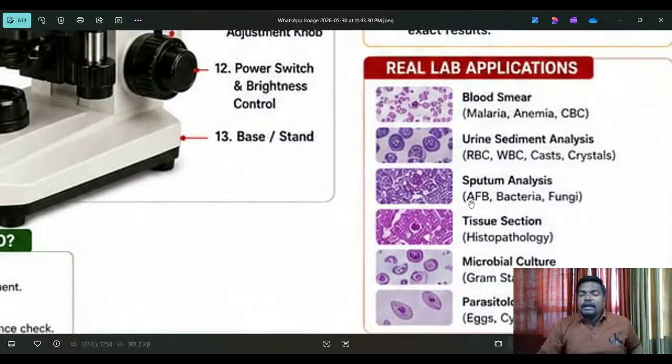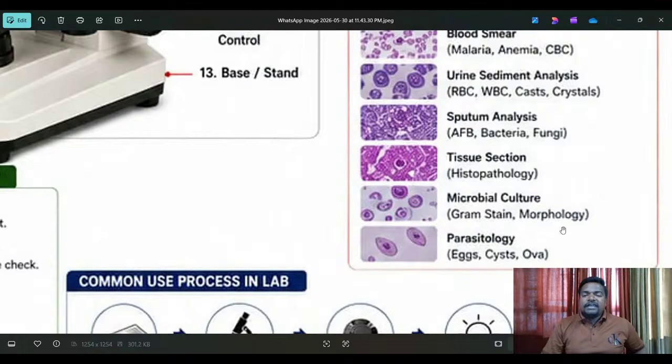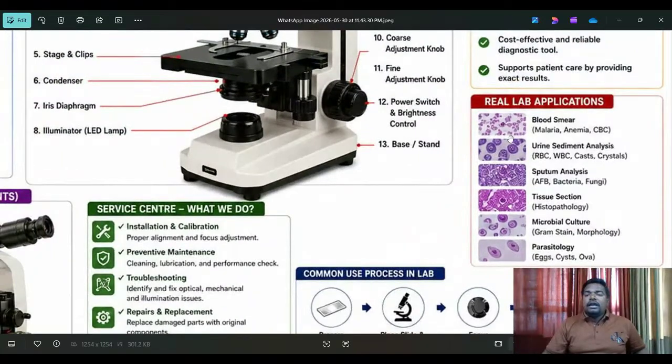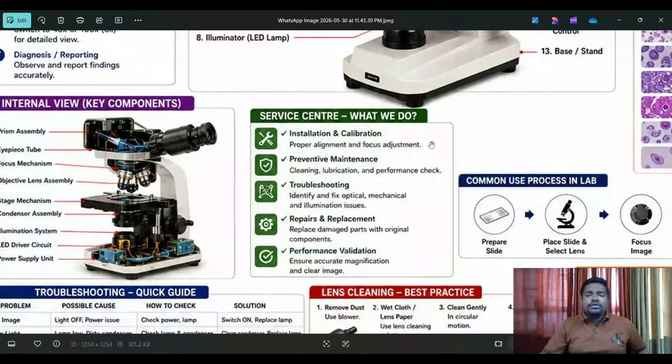Next, sputum analysis for AFB, bacteria, fungi, and tissue sections for histopathology, and microbial culture, Gram stain morphology, and parasitology, for example eggs, cysts, and ova. So these are the real lab applications. I'm going to show you everything, and many things I have covered. Here I have shown you the internal parts, and what the service center does.